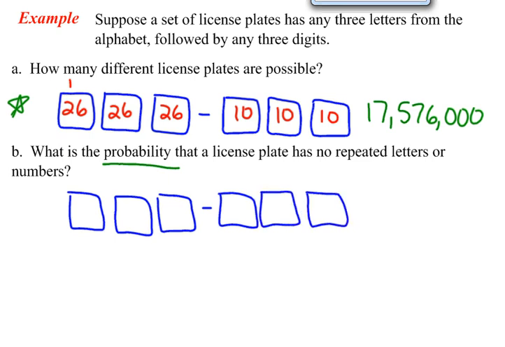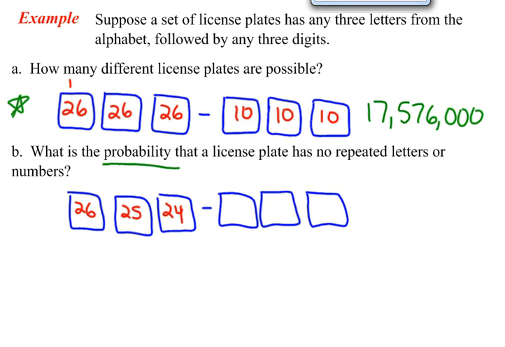And the only thing that has changed now is we cannot repeat letters and numbers. Any of the 26 letters could go in the first spot. But once you use a letter, you cannot use it again, because they said no repeat letters, right? So now there are only 25 letters left to choose from. Once you use that letter, now there are only 24 letters to choose from.